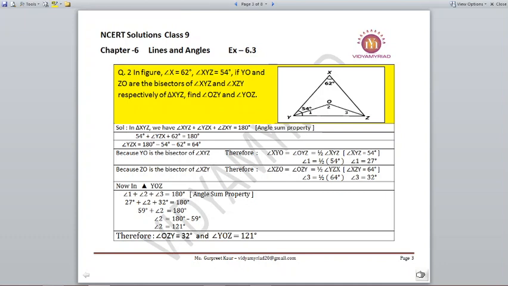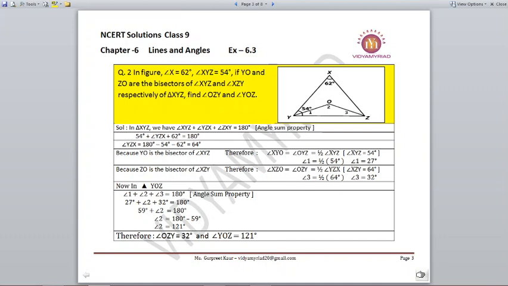Now I have angle 1 with me, I have angle 3 with me, I have to find out angle 2. So with the help of the angle sum property of triangle OYZ, I can use it as angle 1 plus 2 plus 3 is equal to 180 degrees. So I have angle 1 with me, I have angle 3 with me, and angle 2 will be found out by 180 minus 59, which is equal to 121.